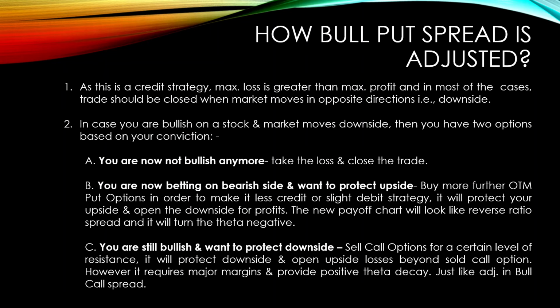So now the important part: how bull put strategies are adjusted. Supposedly you are bullish in a stock, you are hoping that this stock is going to rally and you will earn profit from selling put options. What will happen in case market turns negative? Suppose you are hoping that this stock will go up and suddenly a reverse news or a negative news comes in regarding this company, and the stock will start falling. So what will you do in these cases? So we'll discuss it here.